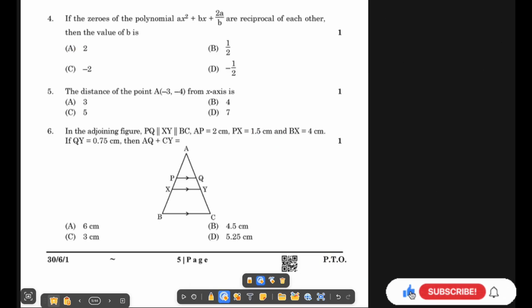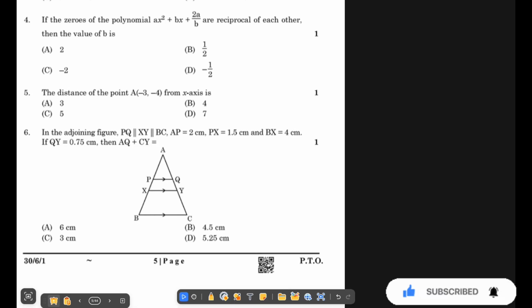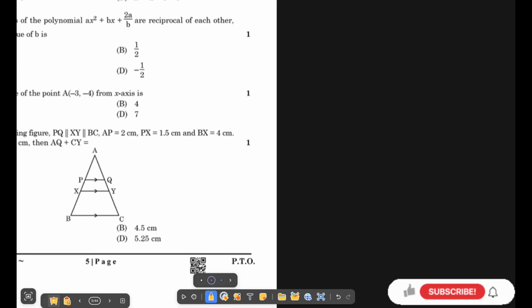Next, fifth question. The distance of the point A (-3, -4) from the x-axis. From the x-axis, we know that. So first let's write what is the point. -3 comma -4.